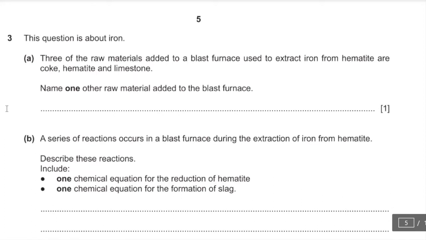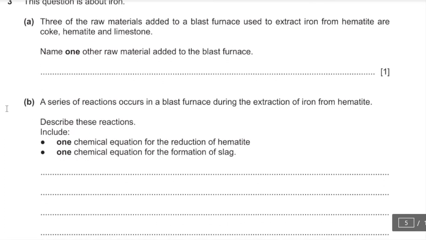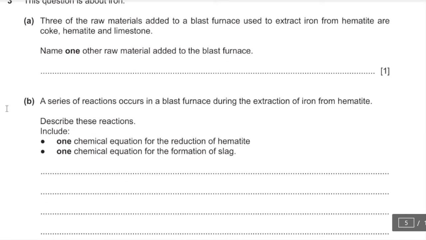3. This question is about iron. 3 of the raw materials added to a blast furnace used to extract iron from hematite are coke, hematite, and limestone. Name one other raw material added to the furnace. So we also need air over here.